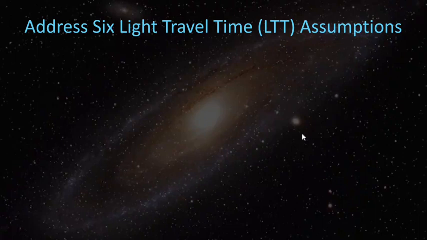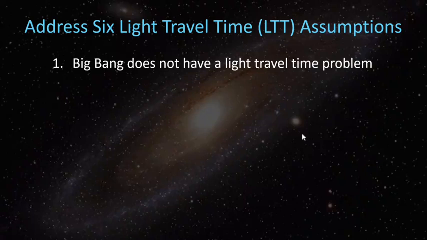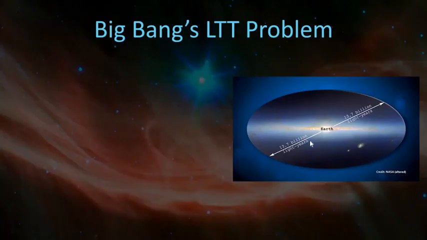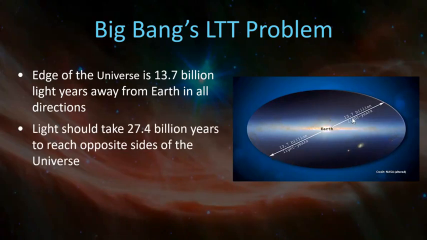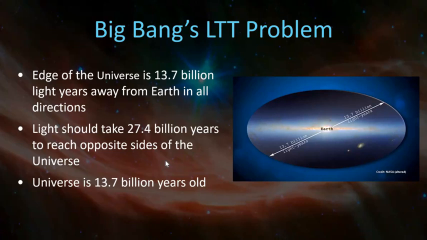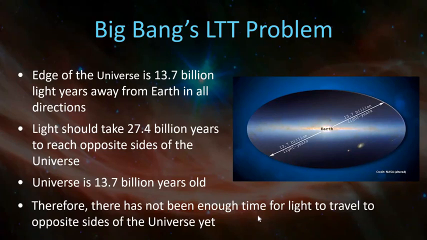And as I mentioned, we're going to address six light travel time assumptions. The very first one, the assumption is out there that the Big Bang does not have a light travel time problem. When it actually does. The edge of the universe is 13.7 billion light years away from Earth in all directions. So you go from one edge of the universe to the other, it's 13.7 billion years to the southwest of Earth and 13.7 billion years to the northeast of Earth. If you add them both up, the light should take 27.4 billion years to reach the opposite sides of the universe. Since the universe, according to the Big Bang, is 13.7 billion years old, therefore there has not been enough time for light to travel to the opposite sides of the universe yet. See how that makes sense?